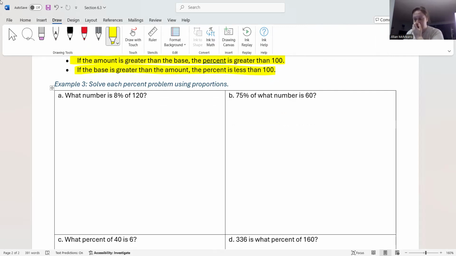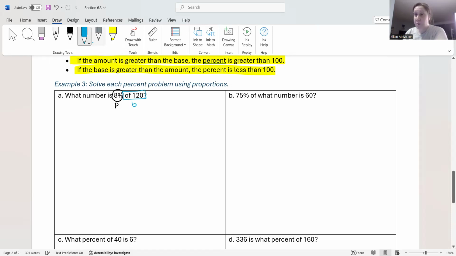So the directions here say solve each percent problem using proportions, okay? So we'll label each part, the amount, the base, and the percent. We'll fill in the proportion, and then we'll solve, okay? So we have what number is 8%, so that's always the easy part. So what number is 8% of 120? Now remember, we apply the percent to the base, which means we multiply the percent and the base, however you want to word that, okay? So which number are we going to end up multiplying by this 8%? Well, what number is 8% of 120? That of 120 represents my base.